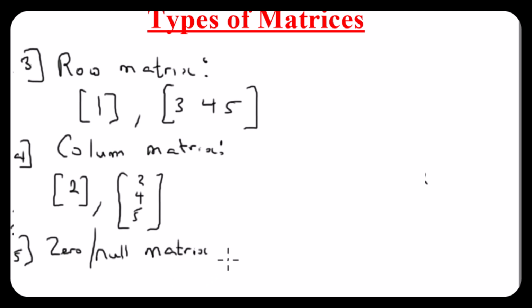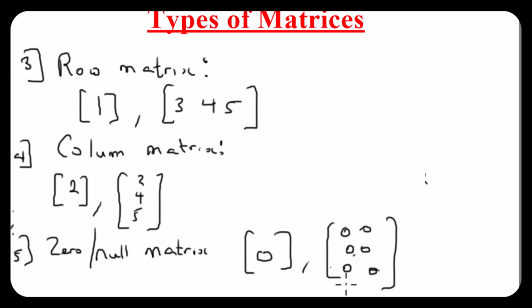So for a zero or null matrix, this is simply a matrix where all its members or elements are zero. For example, let's say the elements or the members of this matrix are all zero. This can also be a null matrix when we have something like this, irrespective of the order. So this is a null or zero matrix.